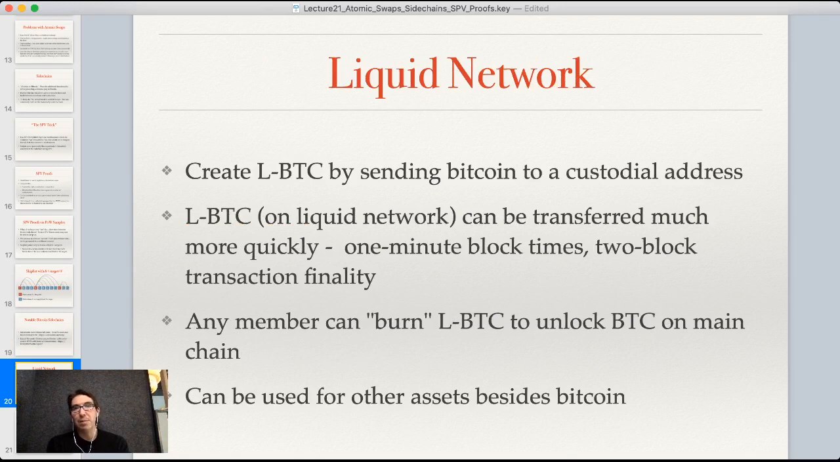How it works: you create some L Bitcoin by sending Bitcoin to a specific custodial address, and this address is watched over by the Liquid Federation. Once you send coins onto this custodial address, a number of L Bitcoin on the Liquid network are minted. These L Bitcoin can be transferred very quickly, with 1 minute block times on the Liquid Bitcoin network and 2 block transaction finality. Then any member can burn the L Bitcoin and unlock the Bitcoin from that initial custodial address. So this lets you get L Bitcoin, which can be moved around, and then somebody else can take that and convert it back into Bitcoin.